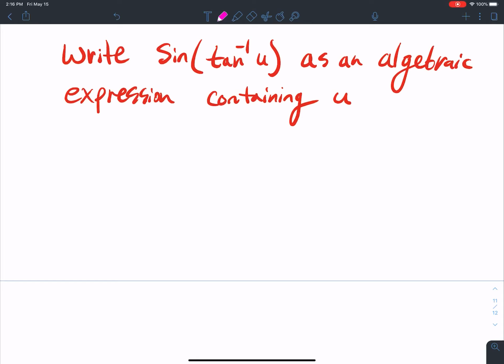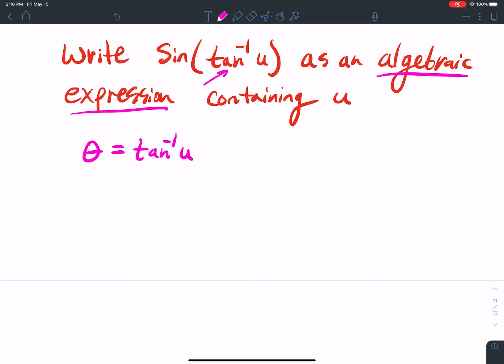So in this video, we're going to do a technique that you're actually going to use again in Calculus 2. We're asked to write the sine of tangent inverse of u as an algebraic expression containing u. The first thing I'm going to do is remember that inverse trig tells me angles. So I'm going to let theta be the tangent inverse of u. Okay? So that's an angle.